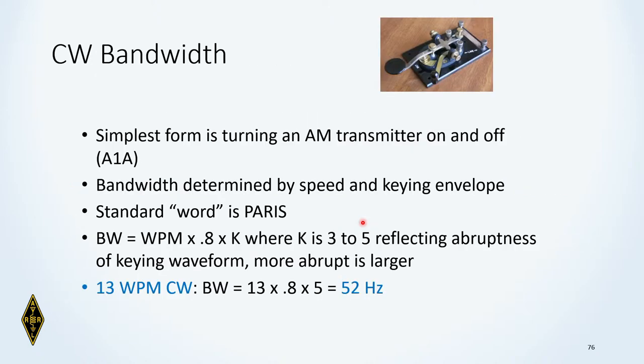For CW, let's just talk about some concepts here. That's our A1A designator that we don't really care about, but that's what it turns out to be. So the simplest form of CW is turning an AM transmitter on and off. Now, why do you suppose we'd be wanting to turn an AM transmitter on and off to send CW? Any thoughts there?